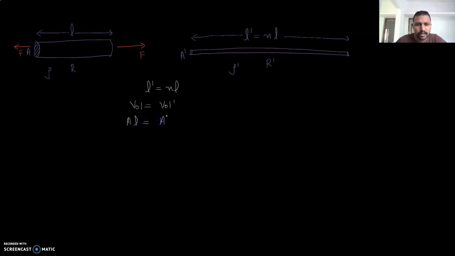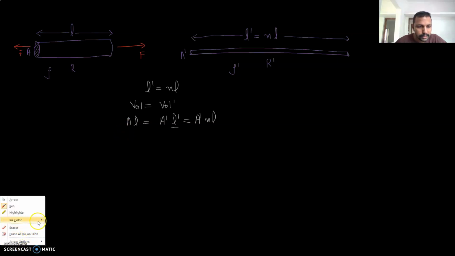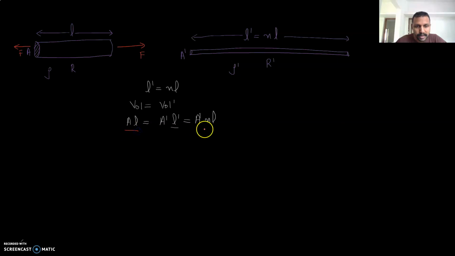Final volume will be final area of cross section into final length, where we know L dash is n times L. Therefore, we could write A dash into NL. And if you are looking at this equation, AL is equal to A dash NL, from which L will get cancelled, and you could see A dash is equal to A by N. That is, area of cross section is decreased by n times. If length is increased by n times, area of cross section is decreased by n times.